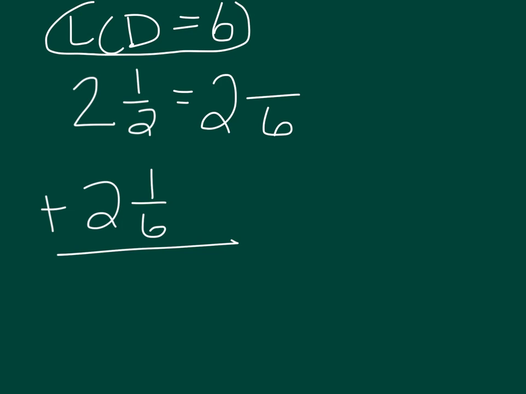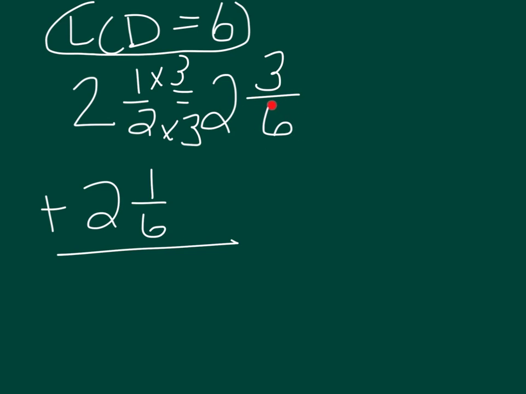Now step 2 is making equivalent fractions. So what we do to the denominators, we have to do to the numerator. So we think, how did I go from my old denominator of 2 to my new denominator of 6? Well, that's times 3. So we take our denominator times 3. What we do to our denominator, we have to do to our numerator. So we do 1 times 3, which is going to give us 3. So our equivalent fraction to 2 1/2 is 2 3/6.